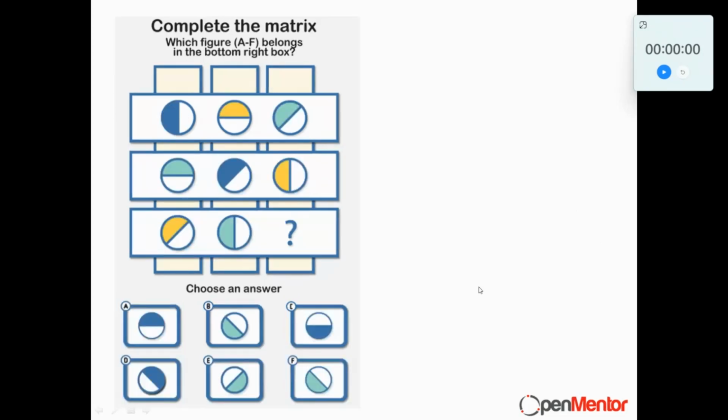Now, this is the next one. Again, I am starting the timer for 1 minute. Just think of this.